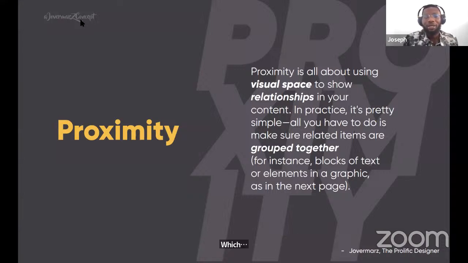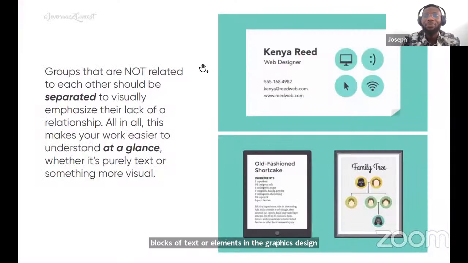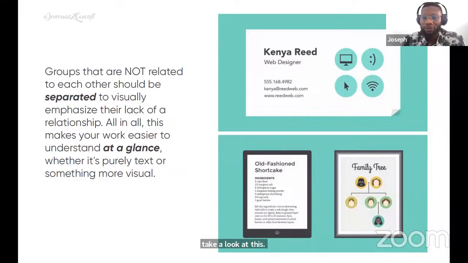So with proximity, you can put those 3 together, either in hierarchy or in alphabetical order, whichever way. Just put them grouped together. For instance, blocks of text or elements in graphic design, as in the next page that you see here. Take a look at this. Now, on the business card above, all the icons are on one part. All the text is on another part. That is what proximity looks like.